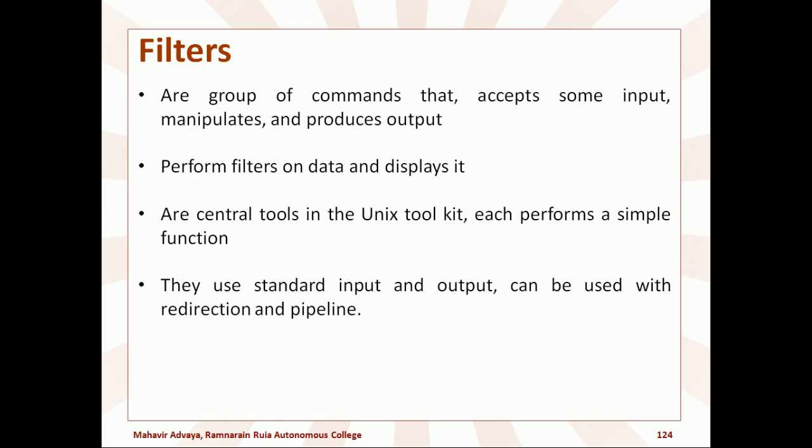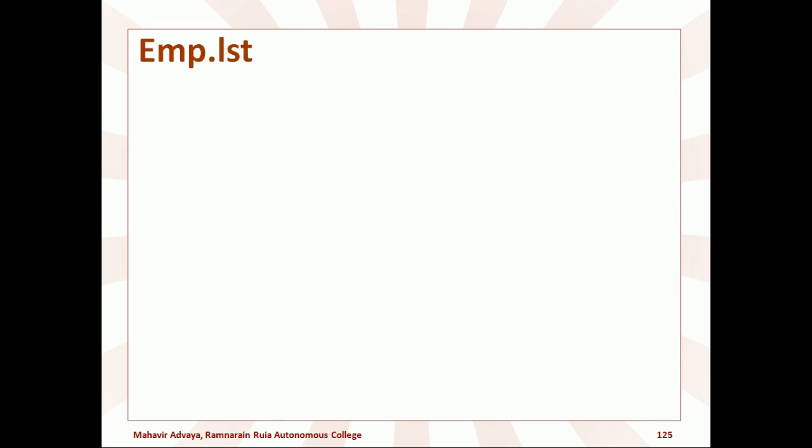In Linux there are various toolkits. There is a centralized toolkit that you can use for filtering the records or filtering the data on a Linux machine. We use the standard input output, that is redirection and pipeline. Pipeline plays an important role in executing the filter commands.